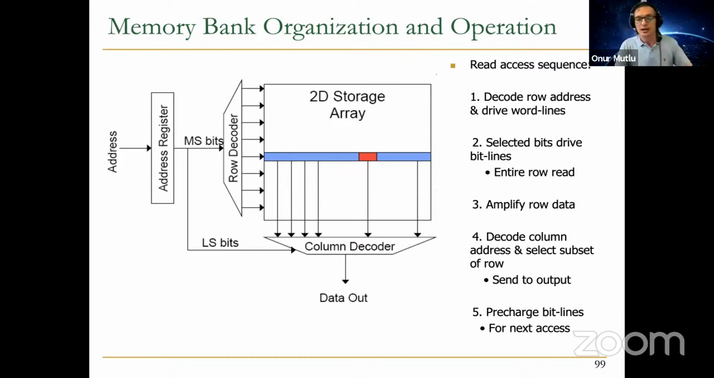And then, of course, now you've done one access to this array. If you want to start another access to the array, you need to pre-charge the bit lines so that you can prepare them for the next access.